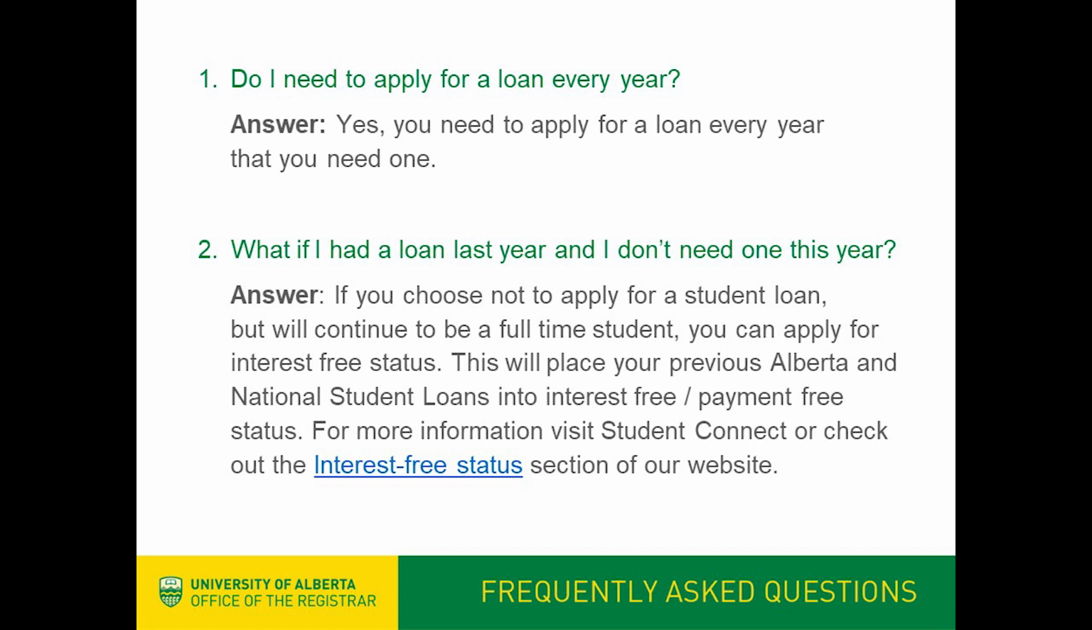Number 2, what if I had a loan last year and I don't need a loan this year? If you choose not to apply for a student loan, but will be continuing as a full-time student, you can apply for interest-free, payment-free status. This will place your previous Alberta and national student loans into interest-free, payment-free status. For more information, visit Student Connect or check out the interest-free status section of our website.